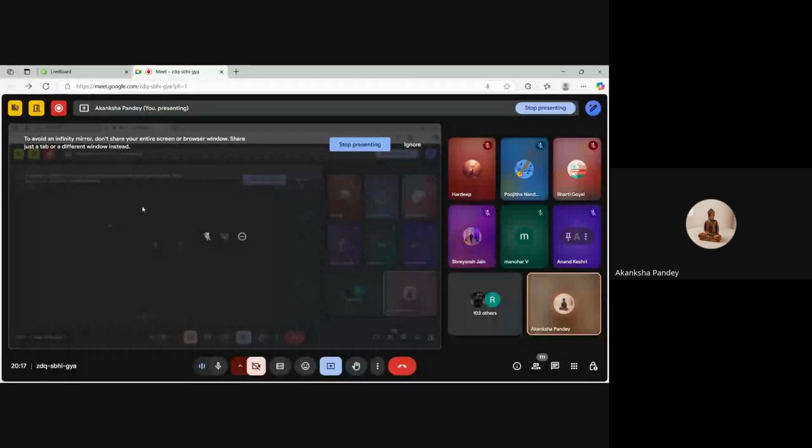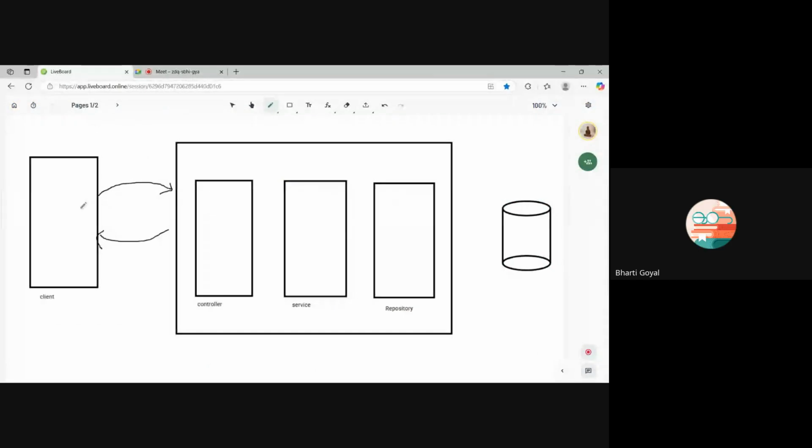I'm talking about the word concept. Don't worry about the terms. Yeah, technical term, ma'am. Just focus on the concept, what I'm trying to say. Okay. So let's start with that.